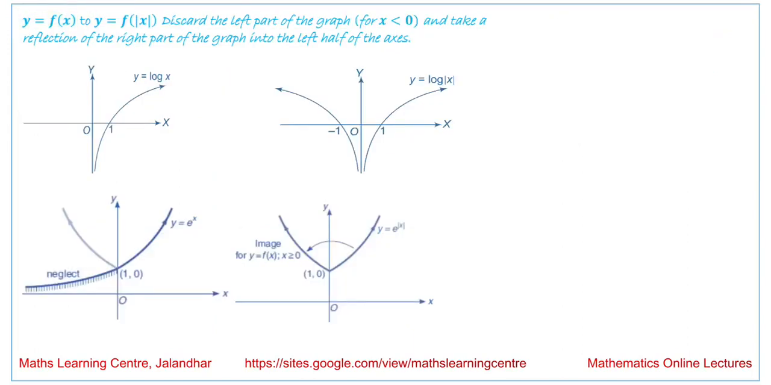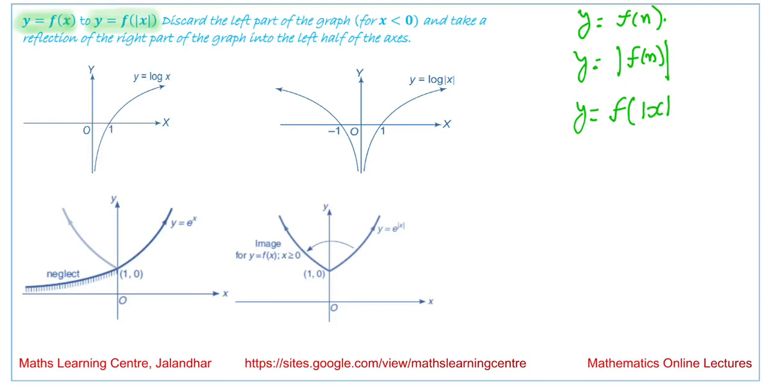Next is the function that is given to us, y is equal to f(x). If the graph of y is equal to f(x) is given, we have to plot the graph of y is equal to f of mod of x. So this is different from the previous case. In the previous case y is equal to f(x) is known and we are plotting the graph of y is equal to mod of f(x). Now in this case we are calculating the graph of y is equal to f of mod of x.